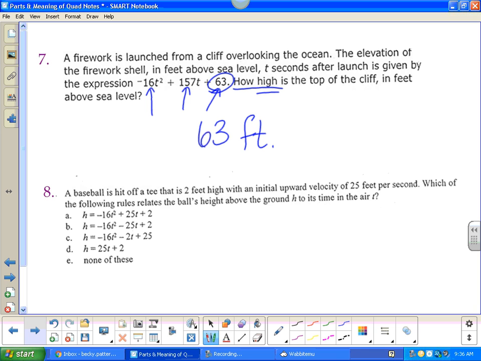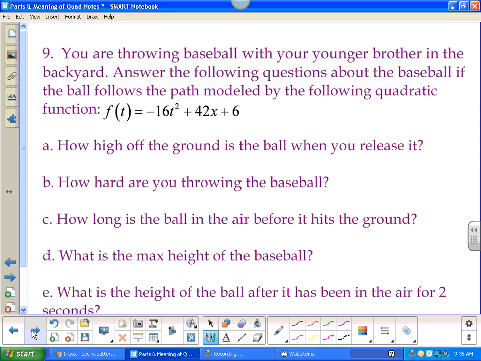A baseball is hit off a tee that's 2 feet high. So I know my initial height to be 2 feet. So he's out. He has 2 feet, so does he, and so does he. Upward velocity of 25 feet per second. Bingo. That's it. That's all you got to do.